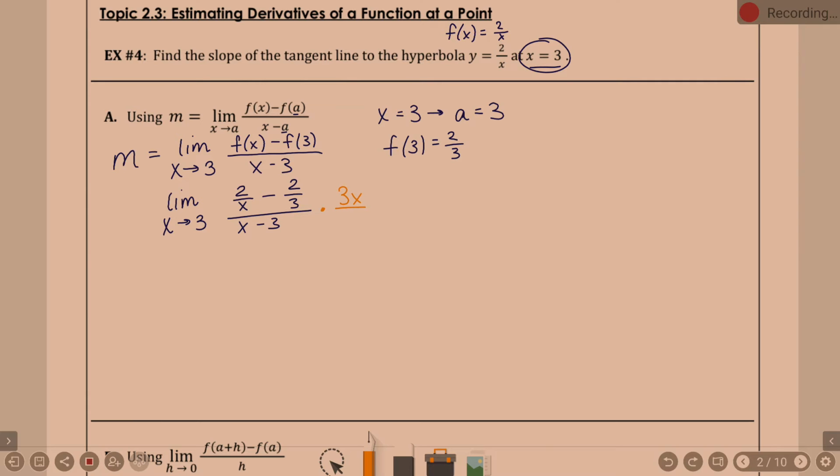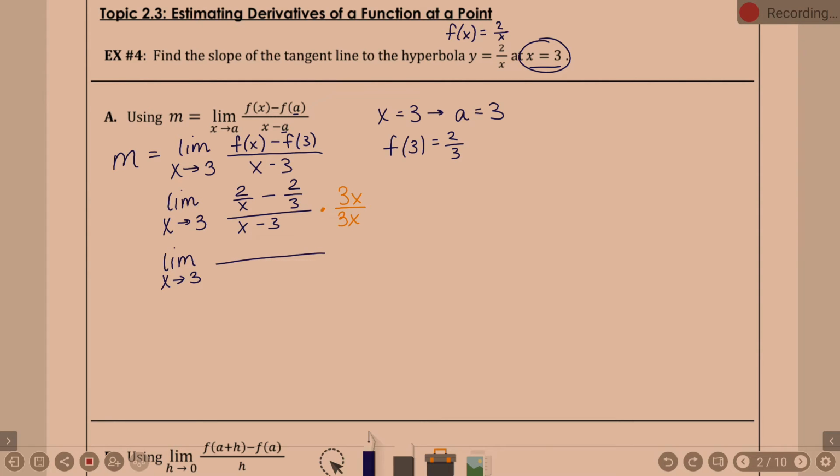Because you've got to get a common denominator, and there's 3 and there's x. We're trying to get rid of our denominators, so we multiply by said denominators. Least common denominator would be 3x. So we're going to multiply now. If we do this to the top of the fraction, we're going to do it to the bottom of the fraction. Notice I'm still writing the word limit as x approaches 3.